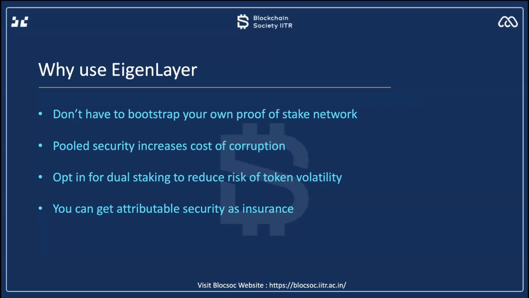All of this creates a lot of basically barriers to entry, and these are the reasons that make proof of stake networks difficult to bootstrap. And the solution to that is that in EigenLayer, you don't have to bootstrap a network yourself because there is already a proof of stake network, the largest in existence, which is Ethereum.